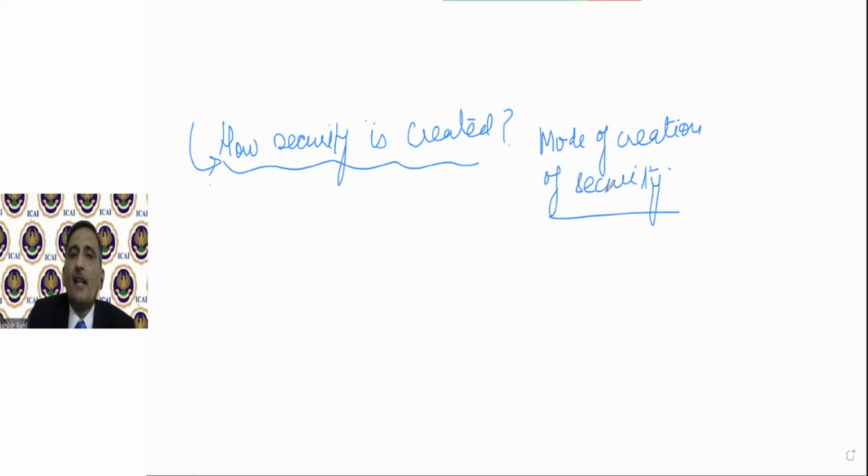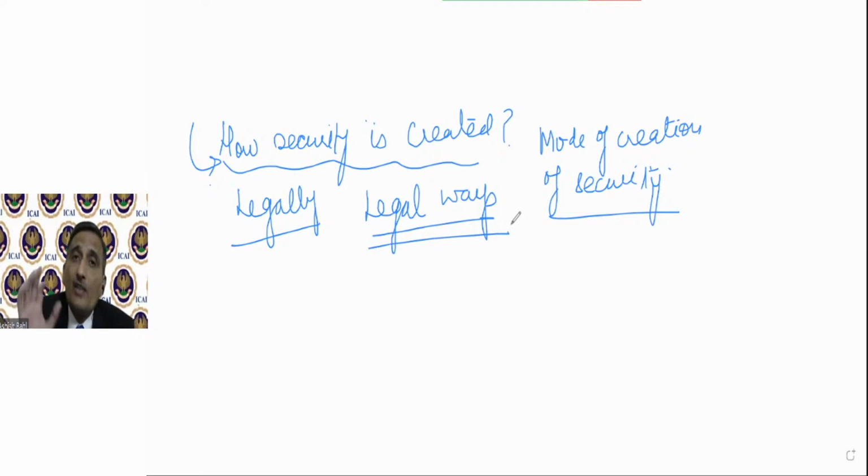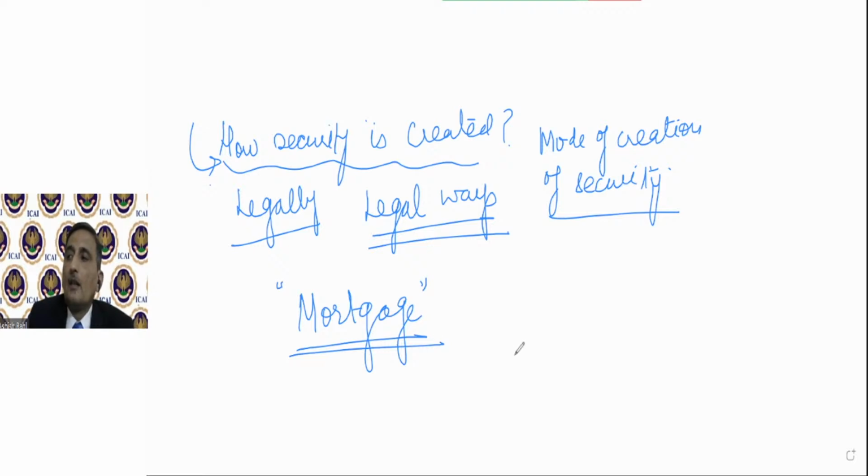So how is security created? Security is created legally, guys. There are legal ways of creating security. There is proper documentation done on stamp paper. There are different terms for the creation of different types of securities. So we will quickly understand a few terms. One is mortgage. So what is mortgage?